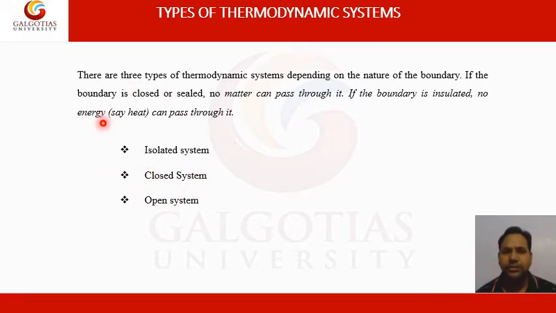So three types of systems are there. Isolated system, closed system, where neither heat nor matter is exchanged across the boundary, and open system, where both energy, heat, and matter are exchanged with the surroundings. So there are three types of systems: isolated, closed and open system. Now come to the next slide.